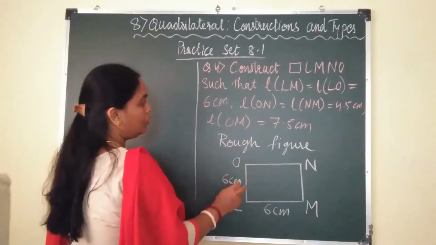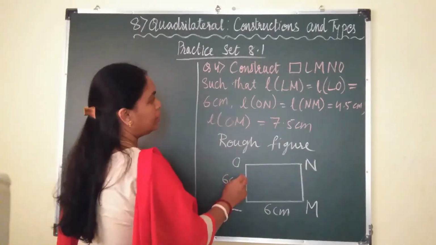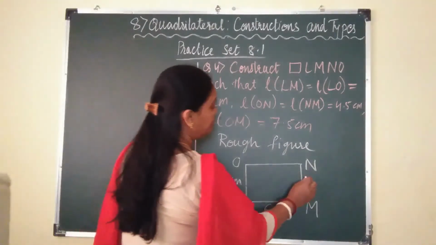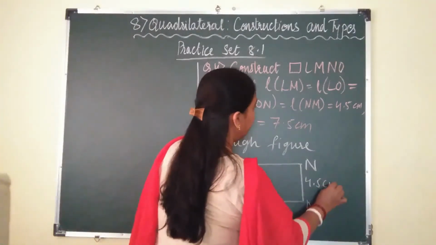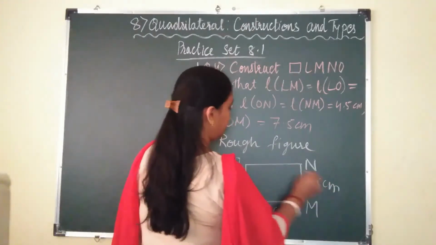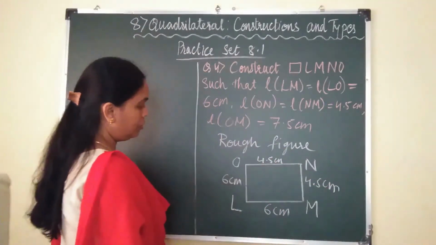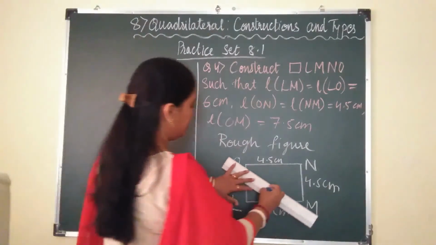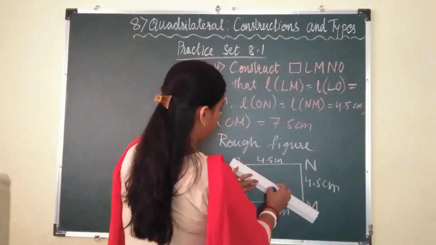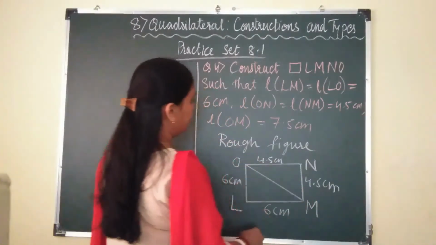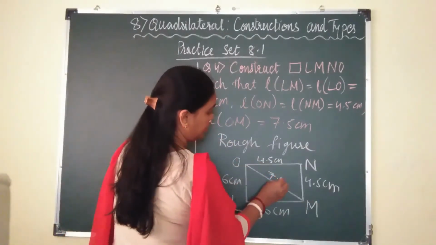Then ON is equal to NM, 4.5 centimeters. And then OM is 7.5 centimeters.